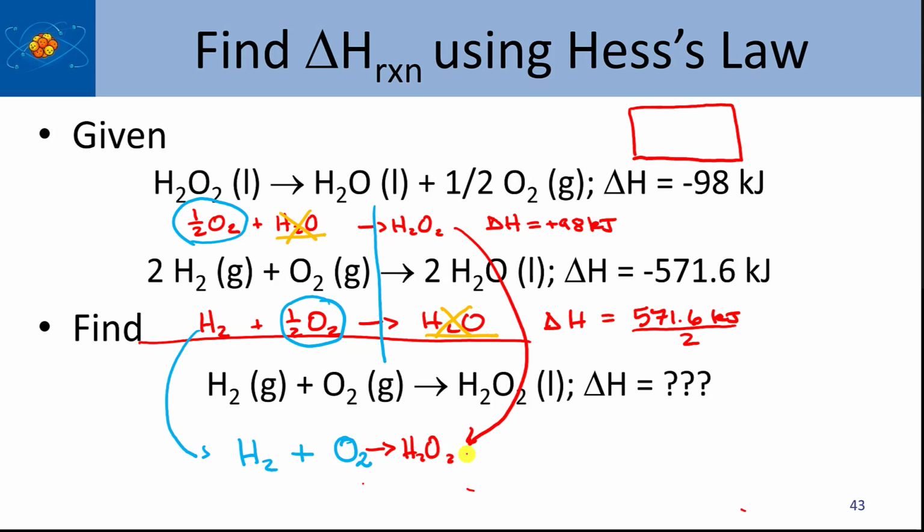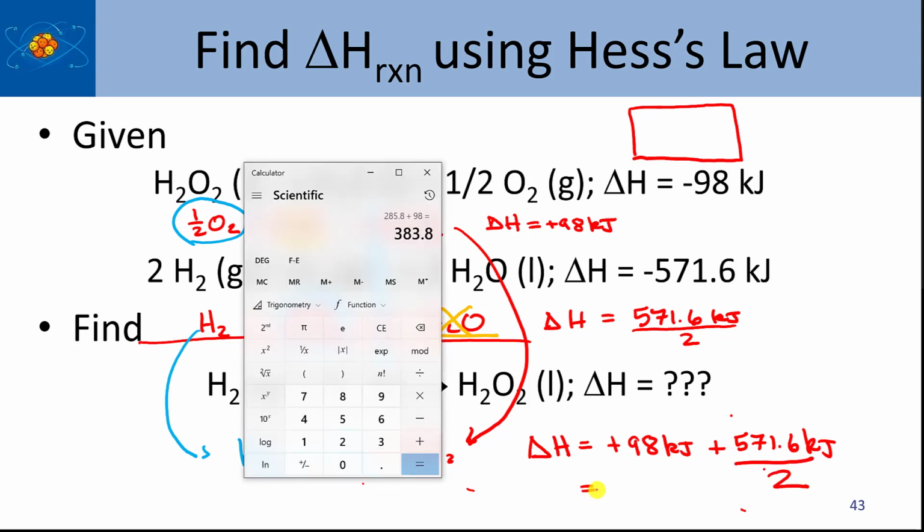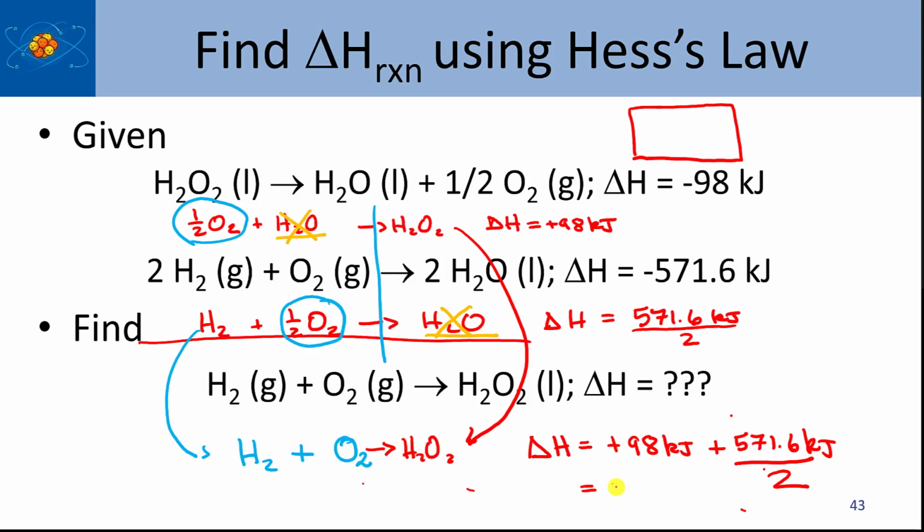So now that I know that works, that I figured out the way to arrange the energies, then what Hess says is heats of reactions are additive, so delta H is going to be plus 98 kilojoules plus 571.6 kilojoules divided by 2, and that gives us 383.8. And so this is the energy for this process here.